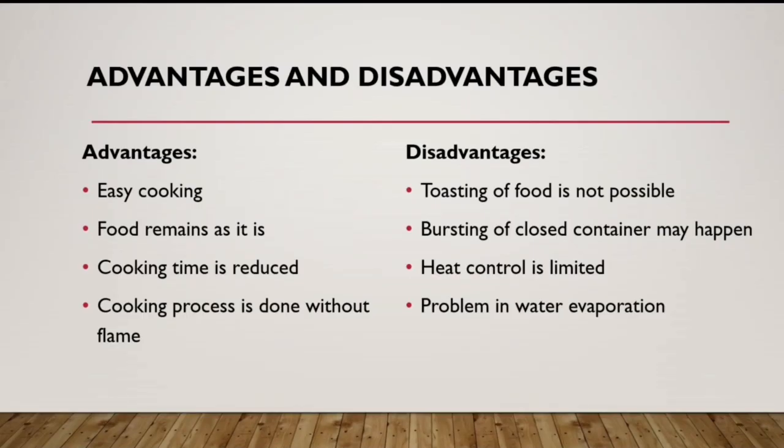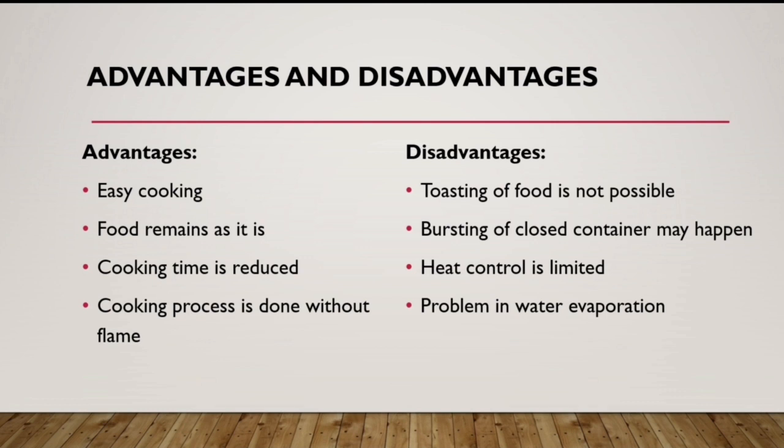Now after the simulation part of the microwave oven project, here we come to the end of the presentation, that is the advantages and disadvantages of the microwave oven. Talking about advantages, the microwave oven makes cooking very easy. Also, the food which we cook or heat in the microwave oven remains as it is. Then the next, more important, is that the microwave oven reduces the cooking time. The next one is the cooking process is done without flame.